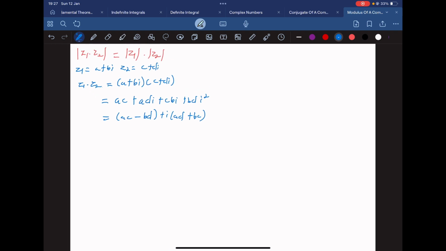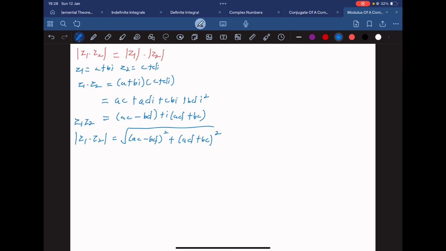So now to find the modulus of z1 dot z2, note that this is z1 dot z2. We are going to have square root of the first term squared. So we have ac minus bd squared. Then plus the second term, which is ad plus bc squared.